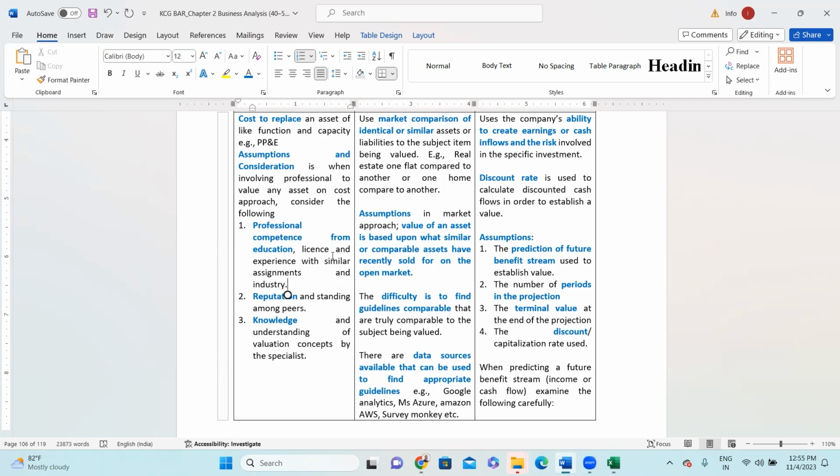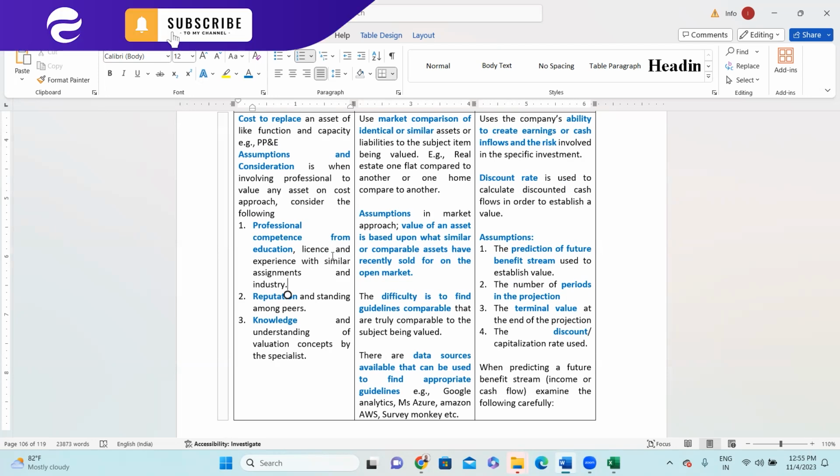Second is assumption. So, like I said, we'll be covering the assumptions for the respective approach here together. So, assumption in market approach. Value of the asset is based upon what similar or comparable assets have recently sold for on the open market. That means any plot, for example, if you have any plot in a layout, right?